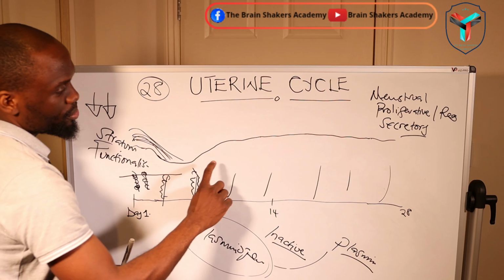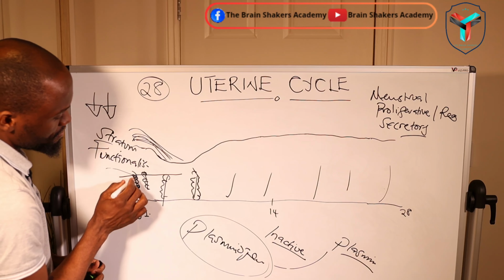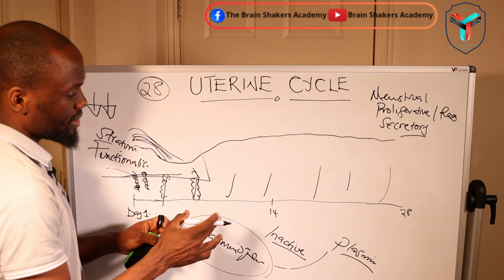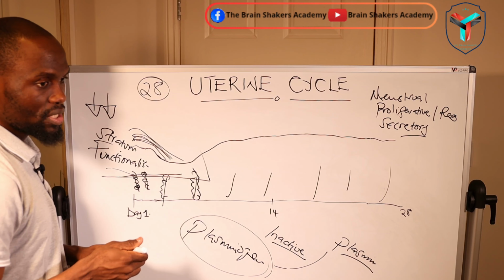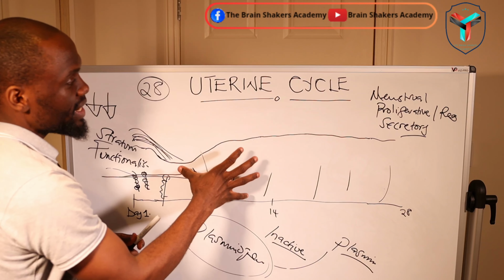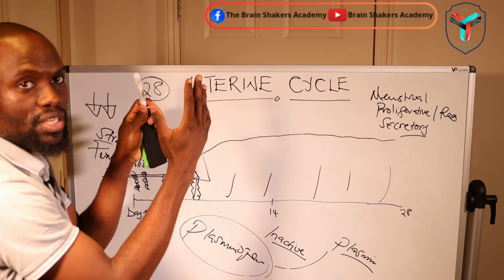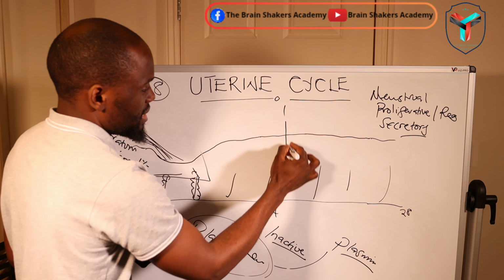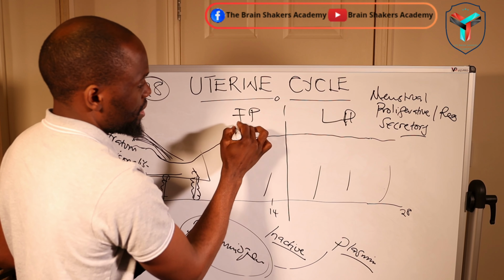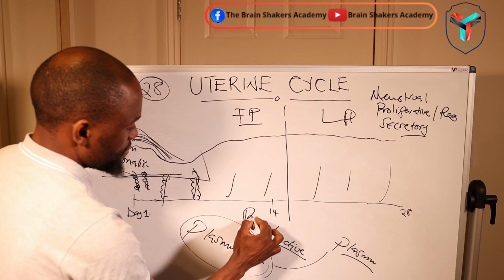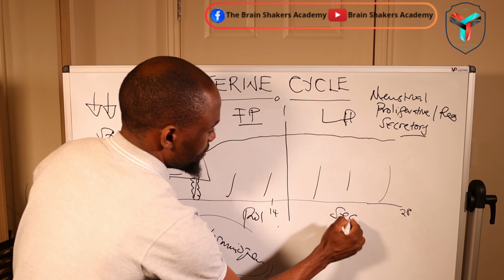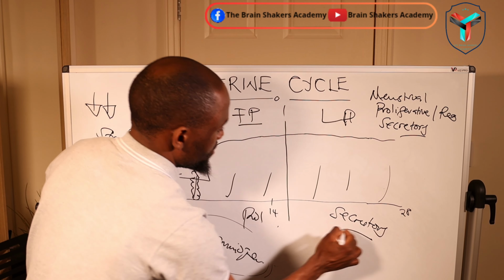And then we get to the proliferative phase. Now that this stratum functionalis, this top layer, has been gotten rid of, what then happens? Remember, in the other cycle we talked about the follicular phase and the luteal phase. The proliferative phase is in line with the follicular phase, and then the secretory phase is in line with the luteal phase.